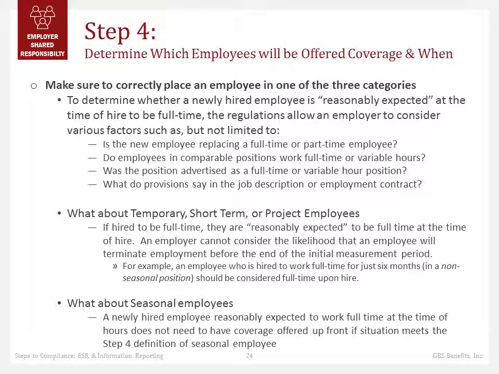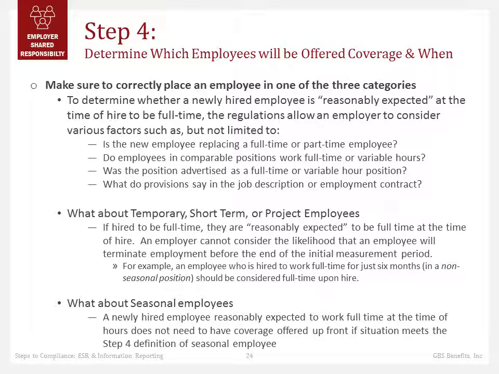Now, we have another area that we need to talk about, and we alluded to it on the last slide, and that is: what about seasonal employees? I indicated that they have an exception if they fall within it. As written here, a newly hired employee reasonably expected to work full-time at the time of hire does not need to have coverage offered up front if the situation meets the Step 4 definition of seasonal employee.